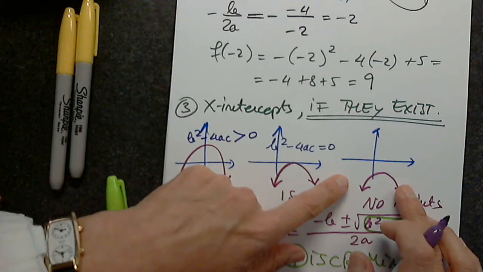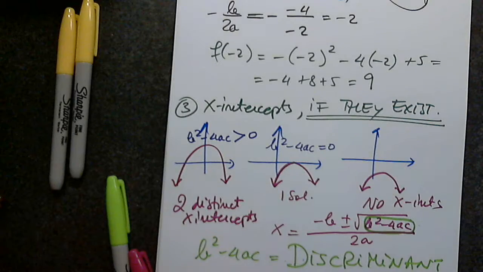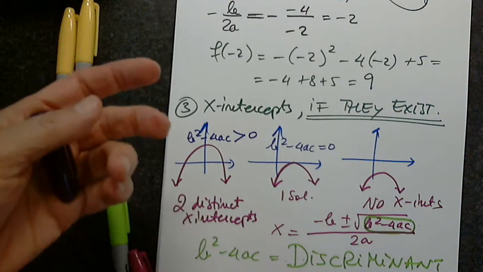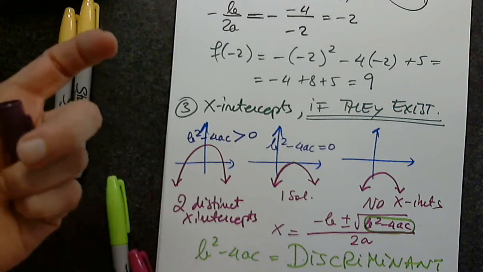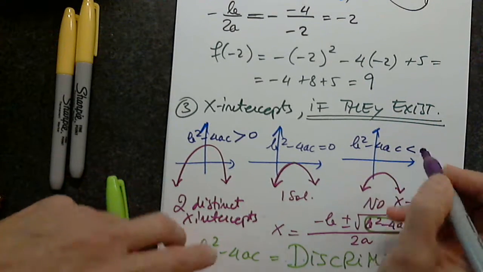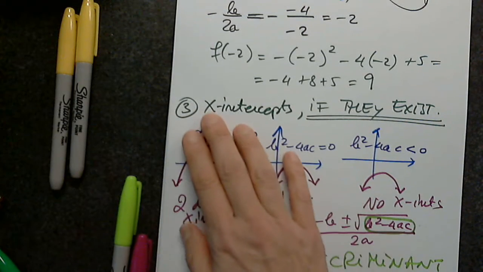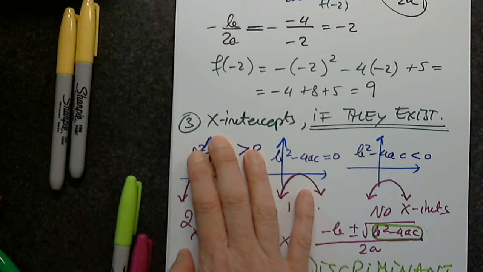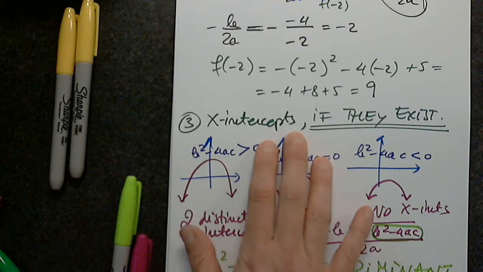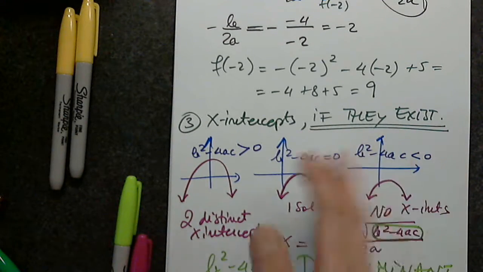And finally, what is the option for b squared minus 4ac here? Negative, because I can't take the square root and get a real number. So in this case, this is less than 0. So every time I get to step 3, the x-intercepts, I'm asking myself, do they exist? Because I don't want to waste my time.